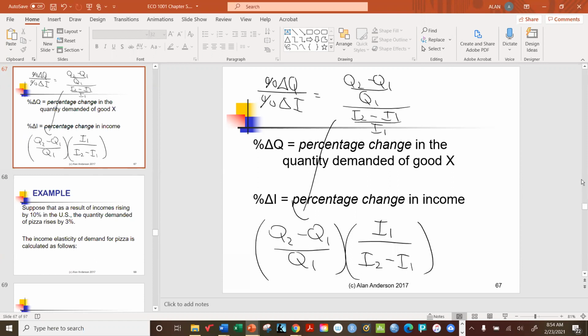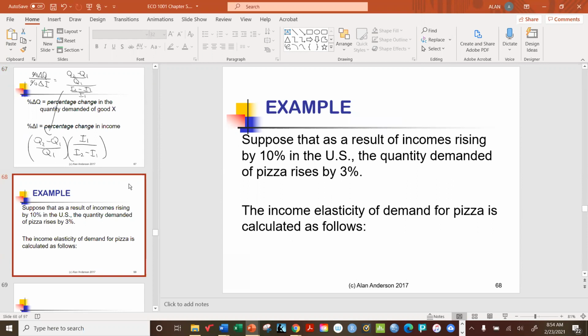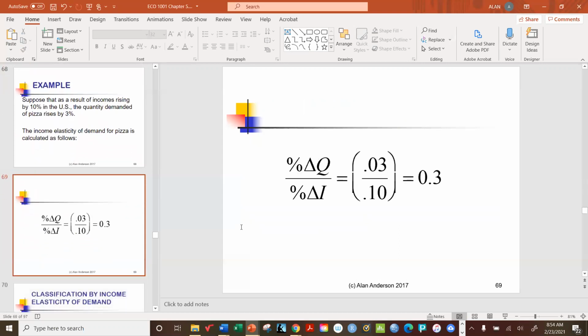All right, so let me show you a quick example of this. We're going to keep it simple. I will tell you the percentage changes. Let's say that incomes go up 10% in the United States, and as a result, the quantity demanded of pizza goes up by 3%. Look how simple this is. In the numerator, we have 0.03, which means 3%. Usually it's easier to turn these into decimals. And so the ratio is 0.3.